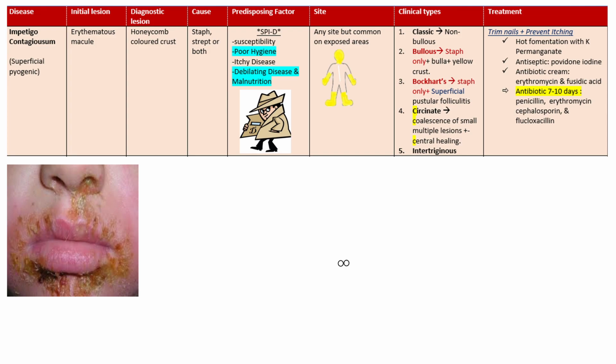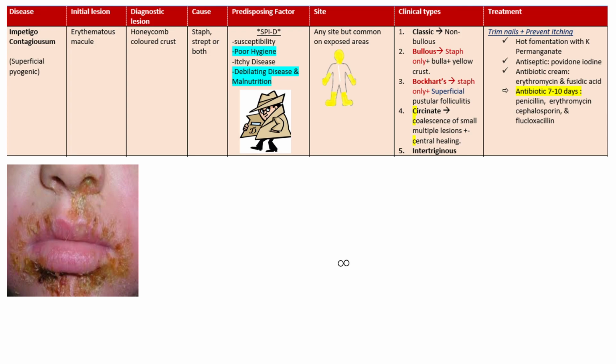D for debilitating disease and malnutrition, and we have said that this is a common predisposing factor for the bacterial skin diseases in general. For the site of affection, impetigo occurs in any site, but it's common on exposed skin areas such as the face, the neck, and extremities, either on the upper or the lower limb.